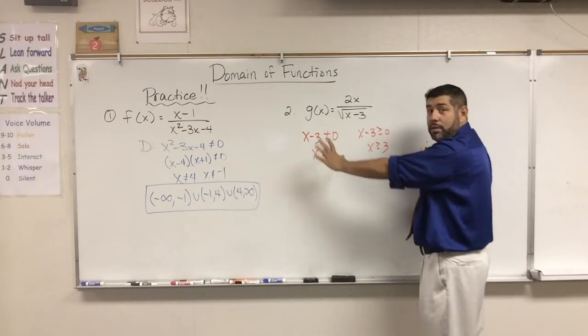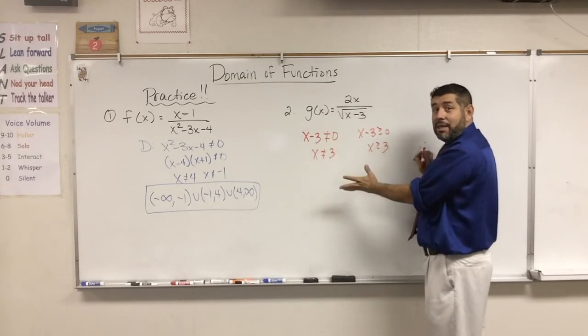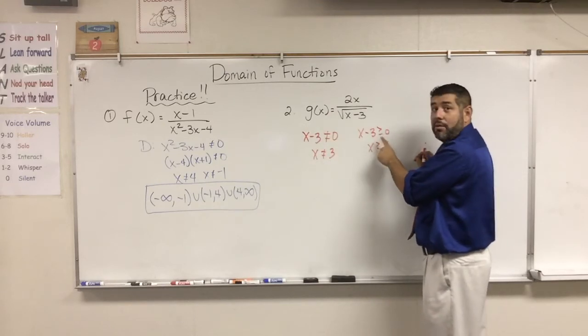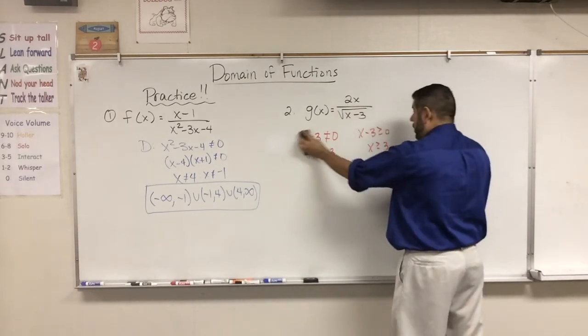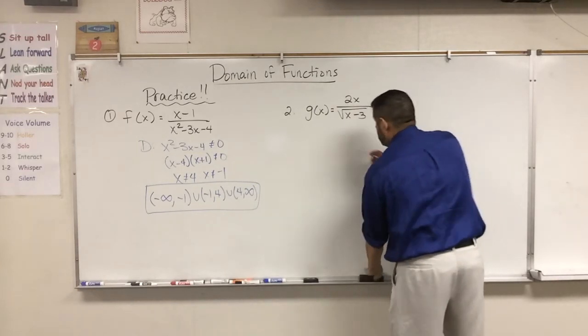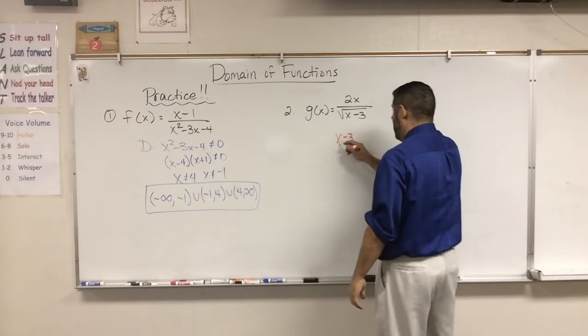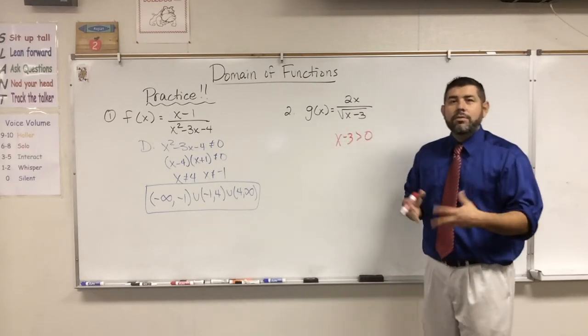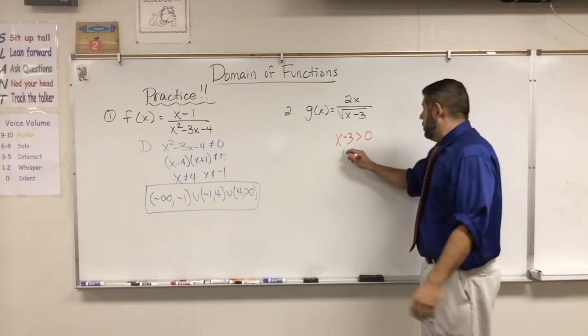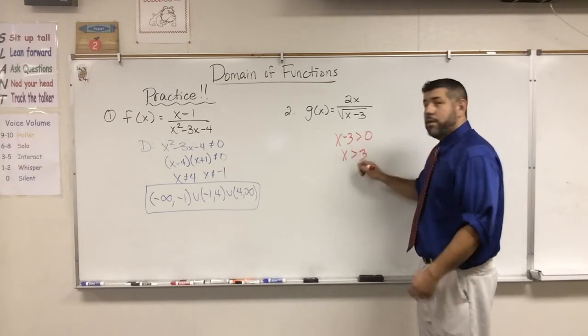So if you wanted to, you can do these together at the same time and just get rid of that or equal to sign. So really what we're talking about here is taking x minus 3 and just making it greater than 0. Because it can't be equal to 0, it can be just greater than 0. So then we're going to have x is greater than 3.